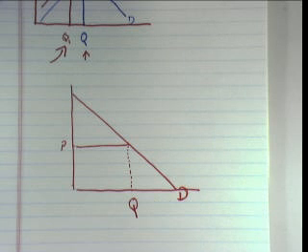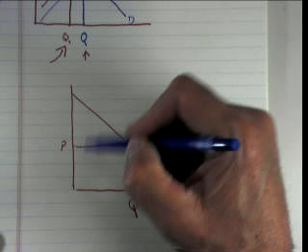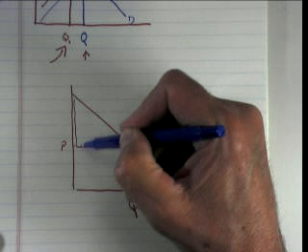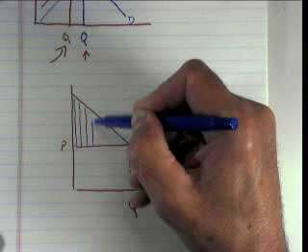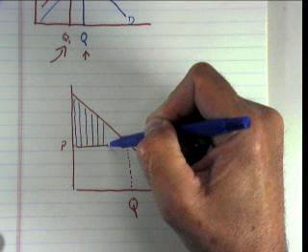And the consumer surplus is represented by this triangular area above the line P. Let's just highlight this really quick.